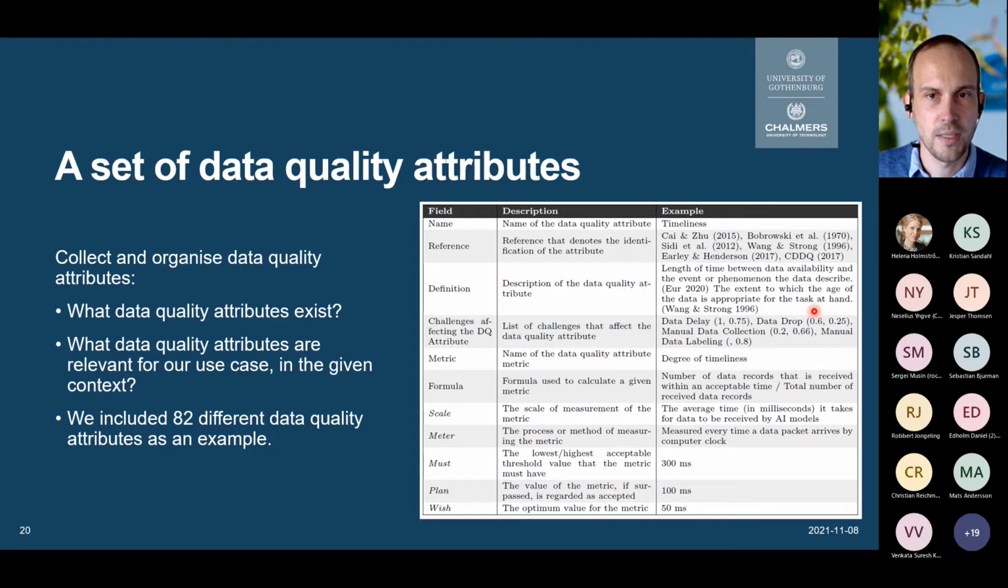the event or phenomenon the data describes, and the challenges affecting this data quality attribute, such as data delay, data drop, manual data collection, and manual data labeling, and a metric. This is only one example out of the 82 that we found.